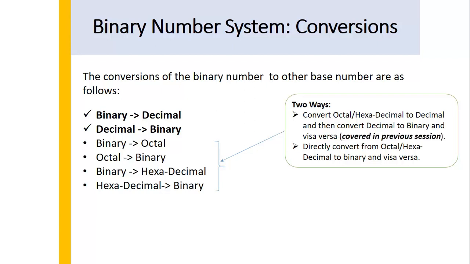Right? The first part we have already covered in the previous session, in which we discussed how to convert decimal number into octal, octal into decimal, and decimal to binary and binary to decimal. So that would be an indirect way to convert binary to octal and binary to hexadecimal and vice versa. So we'll talk about the second method, that is directly converting from octal or hexadecimal to binary number and vice versa, in this particular session.